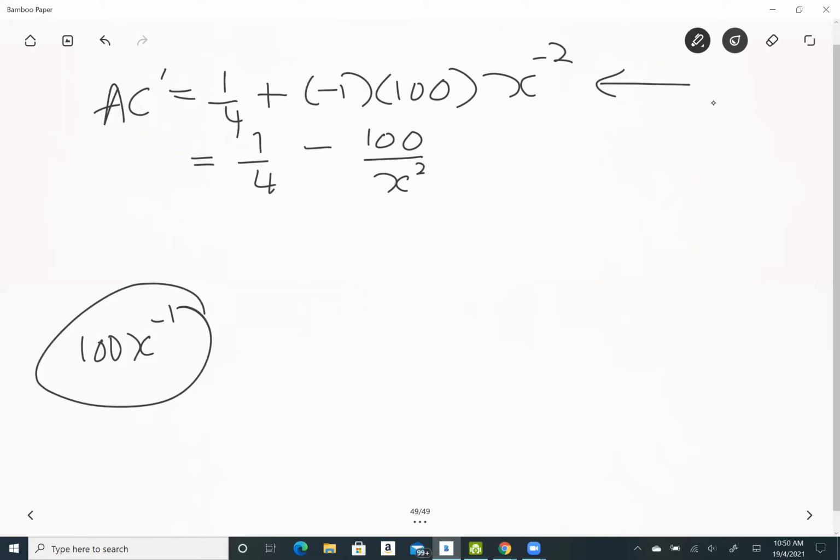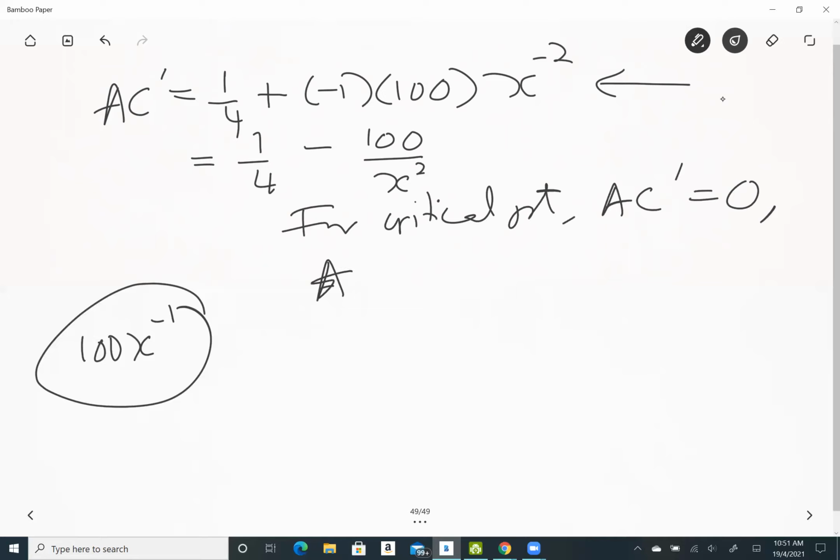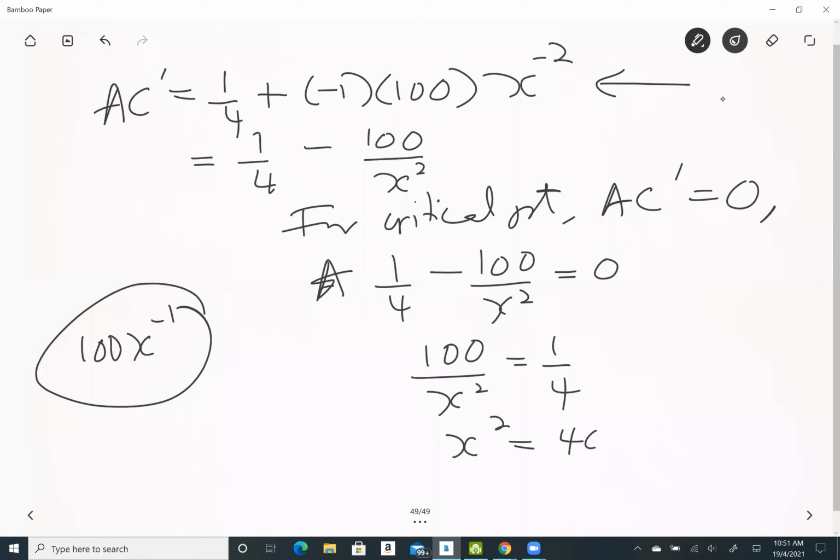Or you can keep the x to the power of negative 2, it's okay too. And then for critical point, all right, the AC prime is equal to 0. For critical point, AC prime equal to 0, what do I get? I get 1 over 4 minus 100 over x squared equal to 0. So 100 over x squared equal to 1 over 4. So x squared equal to 400. Okay, so x squared equal to 400.